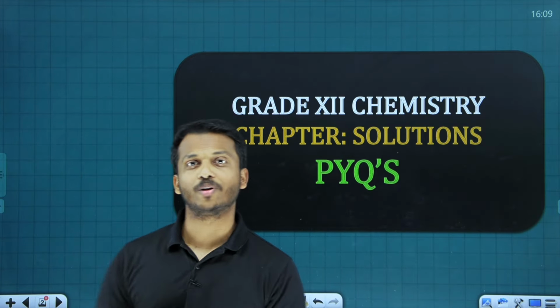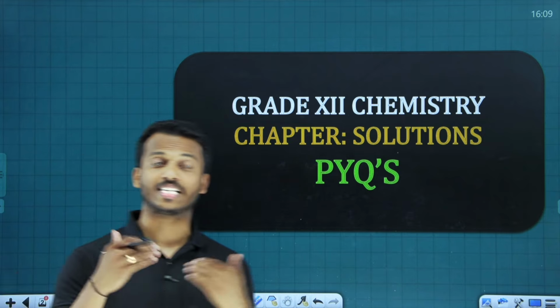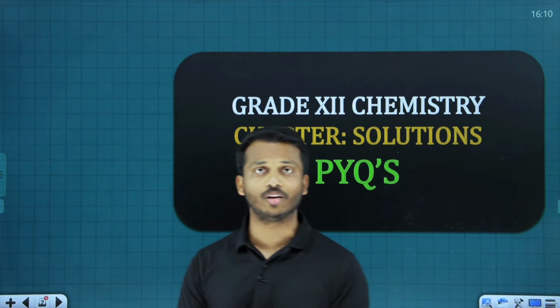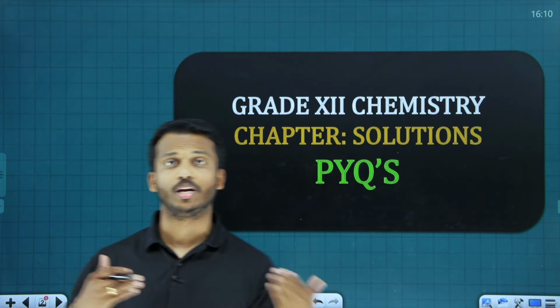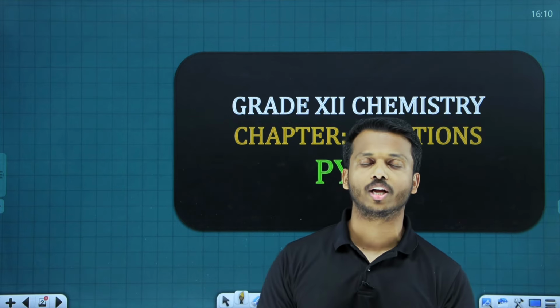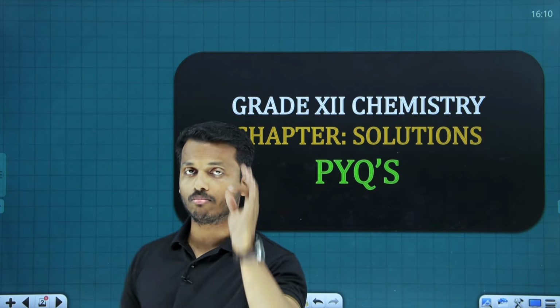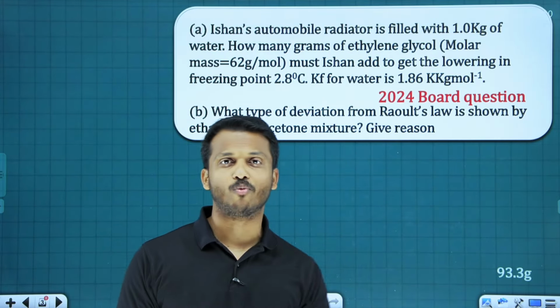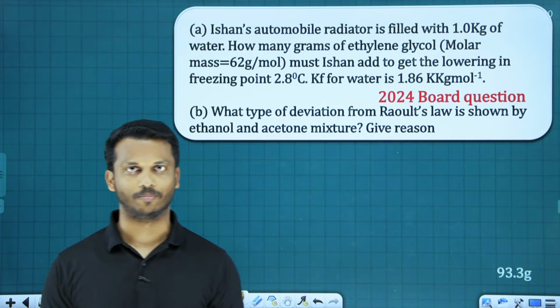There are so many previous year questions asking about the examples. They will give you one example, whether it shows positive deviation, negative deviation, whether ideal solution, minimum boiling, maximum boiling azeotrope, like that. And graph is very important, and colligative property must questions. Let's see the 2024 board exam, what they asked from the solution chapter.